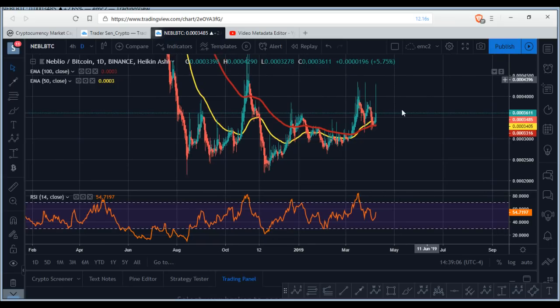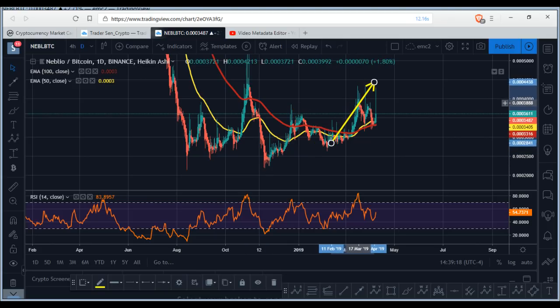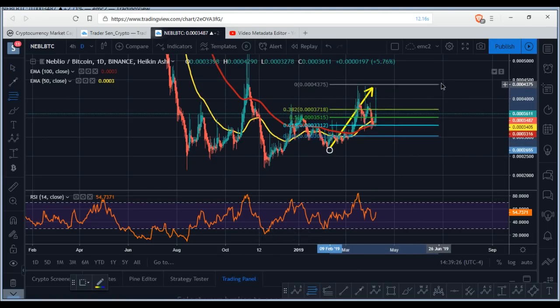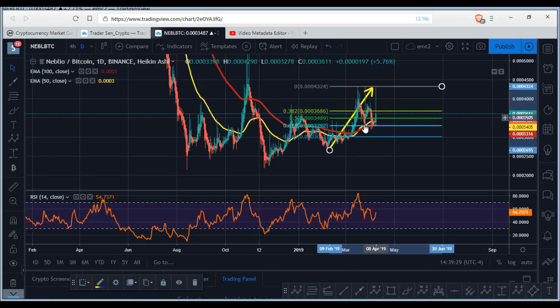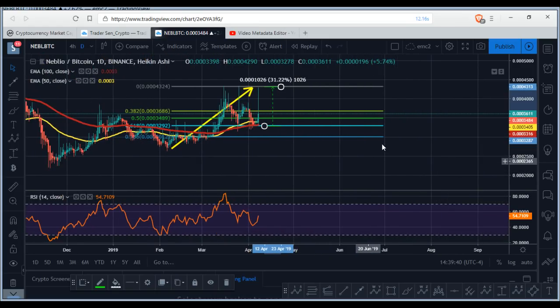So what can we expect from NEBLIO? We already got this 1-to-1 extension, exactly. So a nice pullback, almost 50% pullback, right? At the 0.786 pullback, we got back to this area of 0.786, almost another 20% to 30% move to the upside, guys. I keep telling you, if you're following a coin, just respect these levels, 0.618 and 0.786, right?